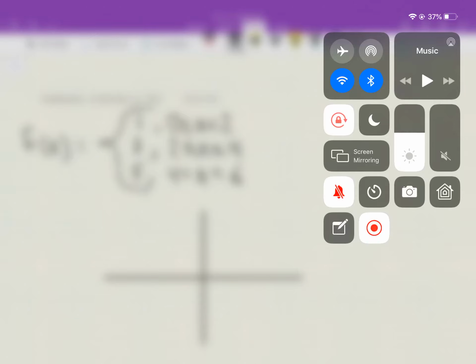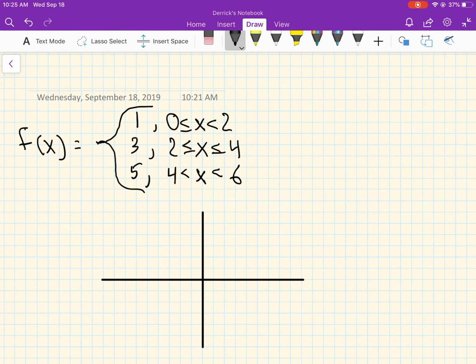Alright, this is just meant to be a quick tutorial on piecewise functions. Hopefully there's not a lot of background noise here and you guys can hear me. Obviously, the problem with piecewise functions is that they're made up of multiple pieces or multiple different types of equations, each of them a little different from the other.